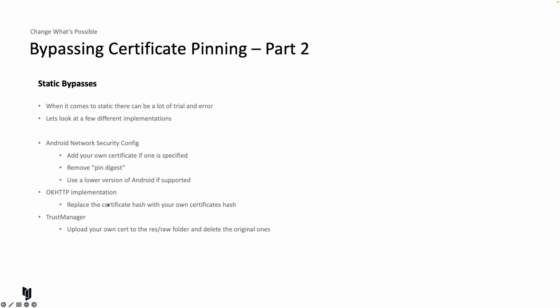If you have OkHttp implemented, you can actually replace the certificate hash with your own. So you just grab the hash of your certificate, drop it in there, and you'll be good to go. Trust Manager, they actually store the cert in this res raw folder within the binary. So you can actually go in there and either delete that cert or add your own cert in there, and it will start using that.